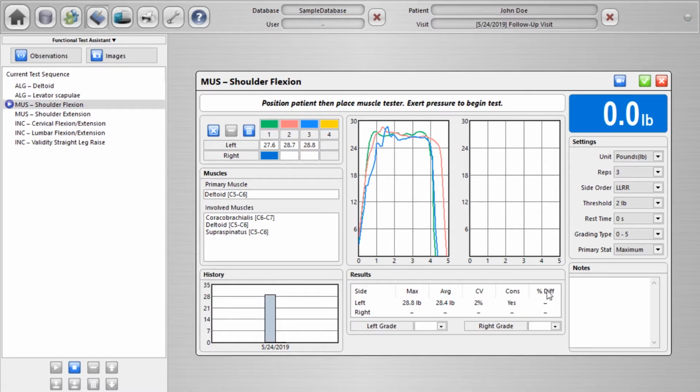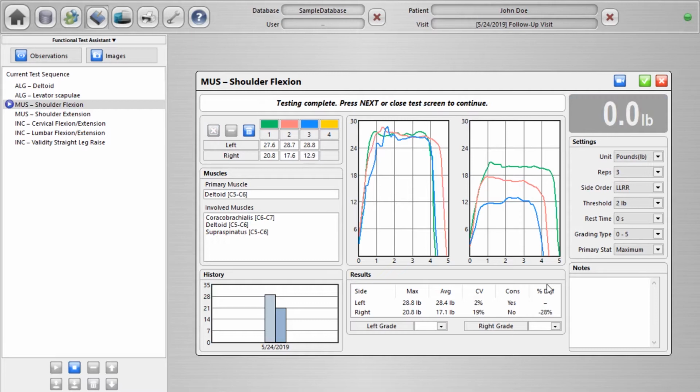We don't have a percentage difference left to right side yet, but let's go ahead and try that now with the right-hand side. And we tell that patient to push, push, push, and relax. Right side, rep 2. And then once again, push, push, push, push, and relax. Right side, rep 3. And then once again, push, push, push, push, and relax.